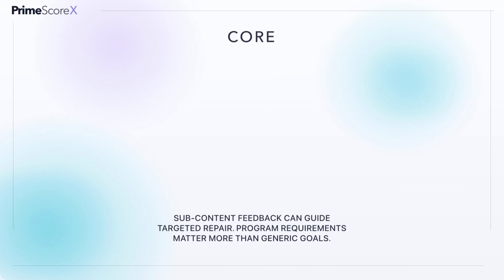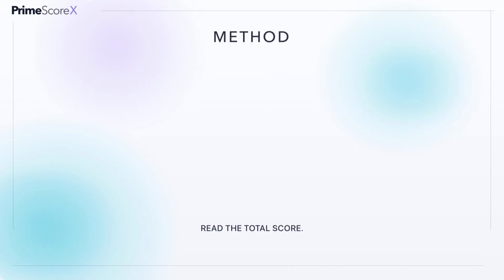There is also a useful contrast to remember. Sub-content feedback can guide targeted repair. Program requirements matter more than generic goals. The weaker version feels busy but does not always raise your score. The stronger version creates evidence: what you know, what slows you down, what repeats, and what needs a targeted fix before the next practice set.